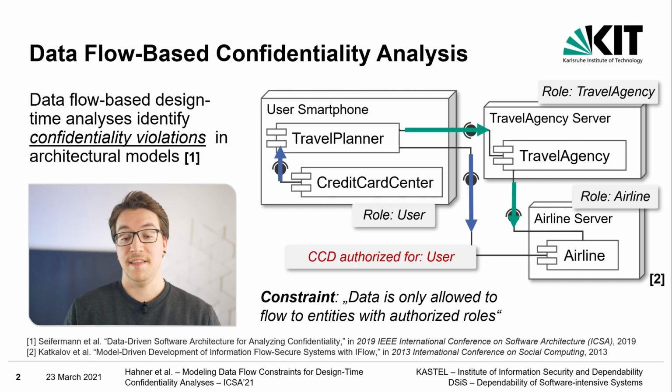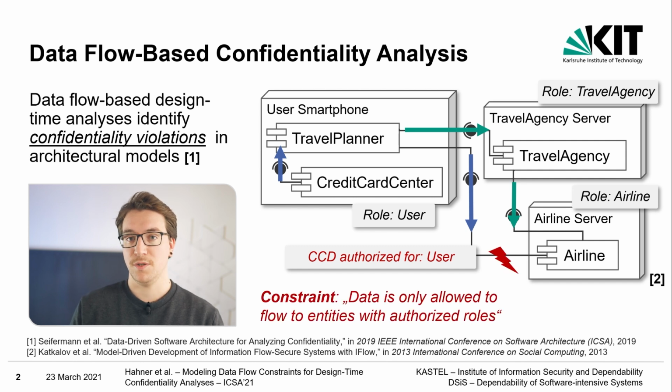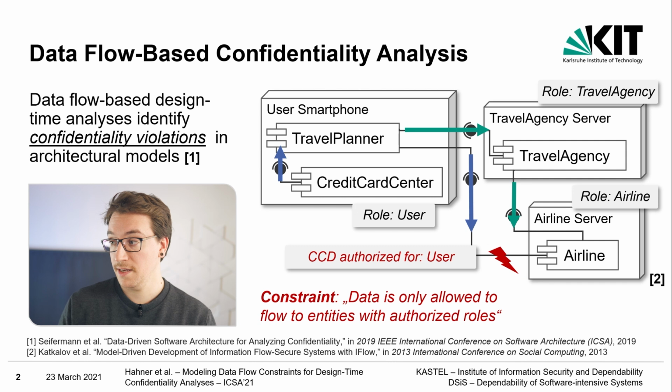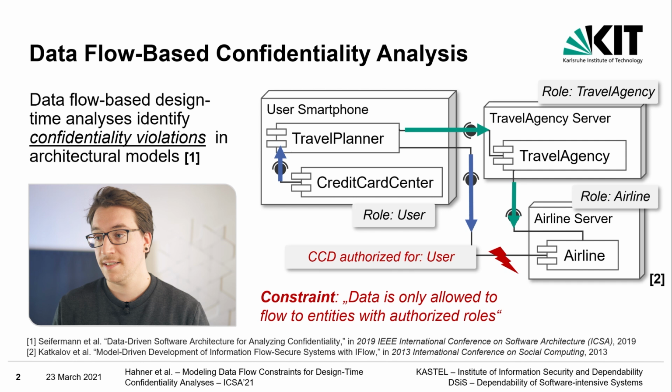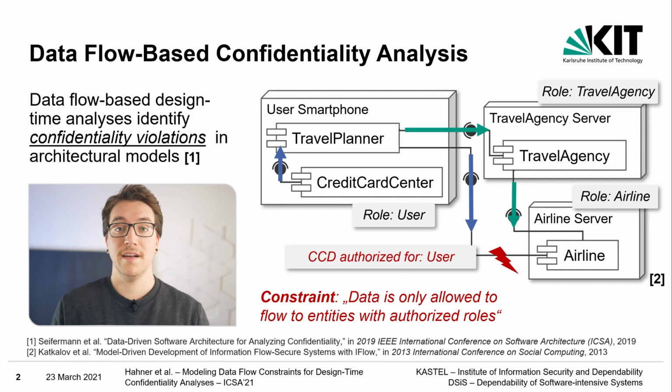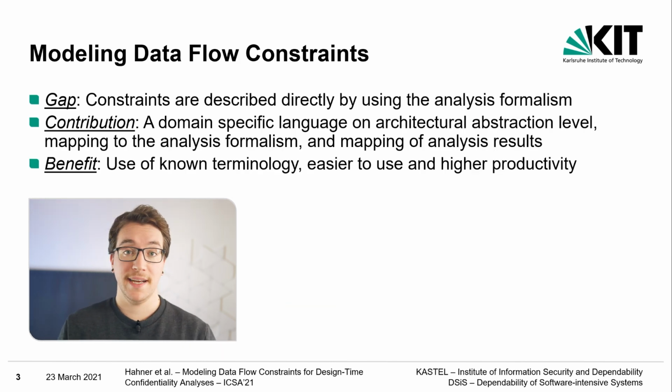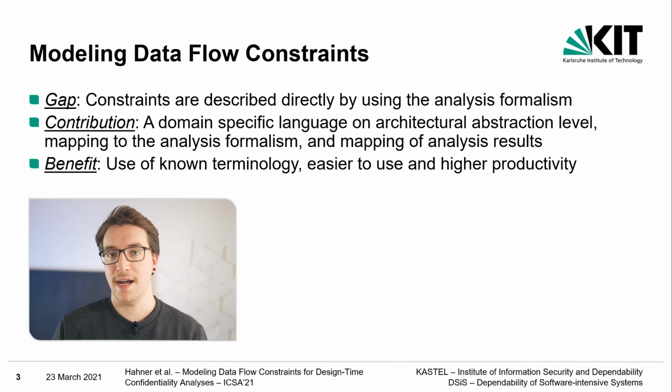If the user does deny this flow, or the data is, for example, transferred to the travel agency server, a data flow constraint violation would occur. To perform such analysis, the architecture and the annotations are transformed to an underlying formalism. While data flows and their characteristics are annotations on the architectural model, constraints are described directly by using the analysis formalism. Here the problem arises that software architects have to leave the architectural domain and abstraction level.